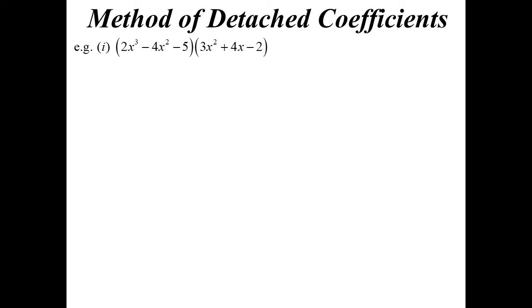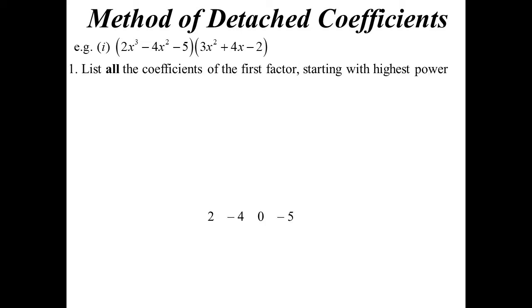So if you want to multiply 2x cubed minus 4x squared minus 5 with 3x squared plus 4x minus 2, here's how we do it. We list all the coefficients of the first factor, starting with the highest power. So that's 2, minus 4. There is an x term in there, it just happens to have a coefficient of 0. So 0, minus 5.